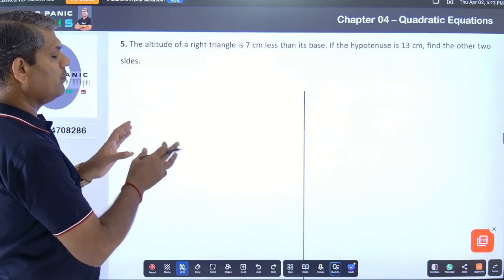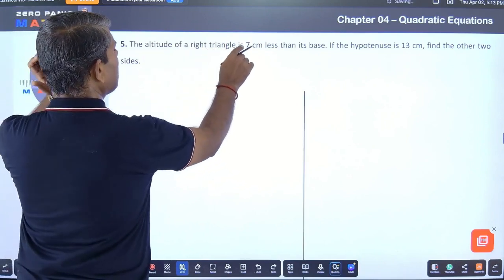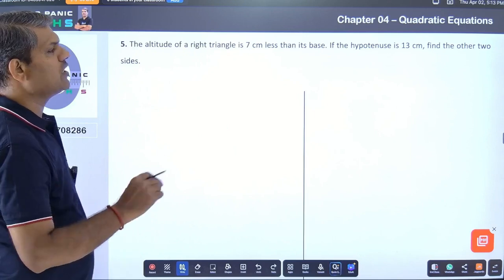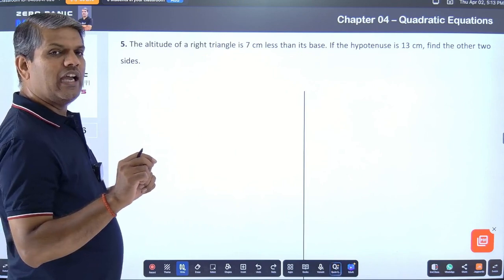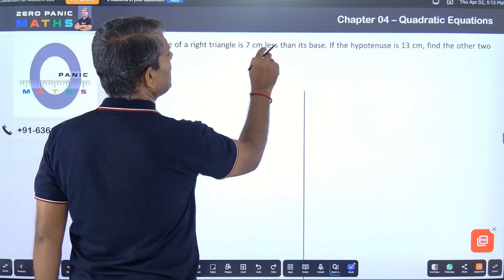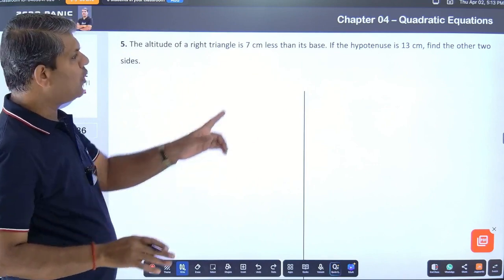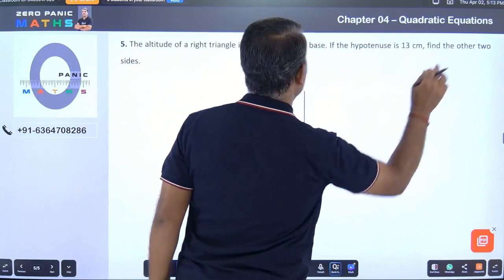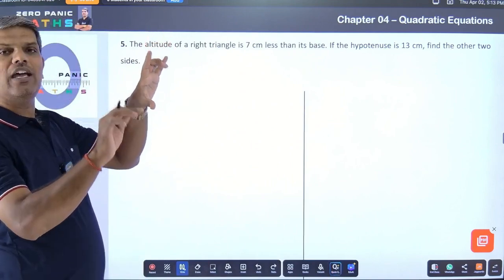Next problem is a little bit descriptive again. The altitude of a right angle triangle is 7 centimeter less than its base. We need to consider one right angle triangle here, and base as x. And altitude is x minus 7 because they are saying 7 centimeter less than its base. Hypotenuse they have given. If the hypotenuse is 13 centimeter, find the other two sides. Other two sides are actually the altitude and the base only.